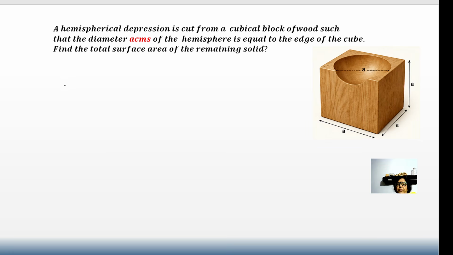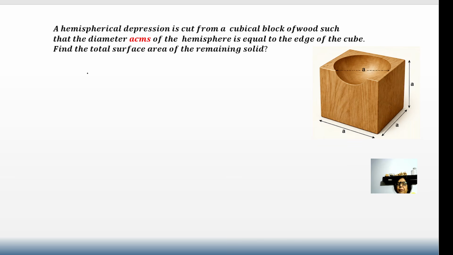Moving on to the next question, we have a hemispherical depression cut off from a cubical block of wood, such that the diameter of the hemisphere, 8 centimeters, is equal to the edge of the cube. Find the total surface area of the remaining solid. So here we have this hemisphere that has been dug out in this question. The diameter is equal to the edge. Both of them are equal to 8 centimeters.